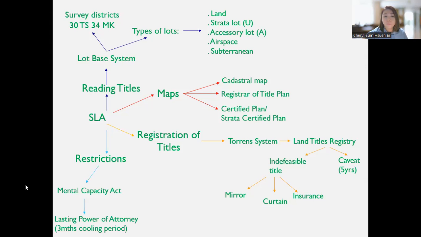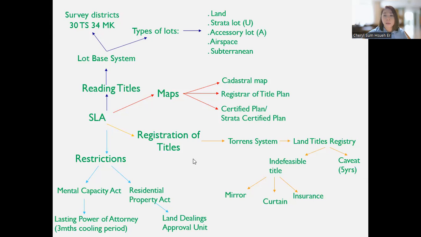So, for example, restrictions will come under this thing called the Mental Capacity Act, because we need to be mindful of a person, whether or not this person has got mental capacity. Under the Mental Capacity Act, some keywords: lasting power of attorney, okay, 3 months cooling period before it can be properly registered. Then here comes the Residential Property Act, which restricts restricted property from being bought by foreign persons in Singapore. Residential Property Act, we have a keyword here: Land Dealings Approval Unit.